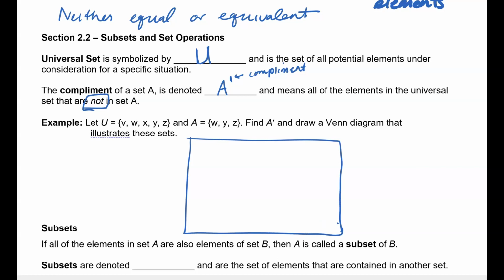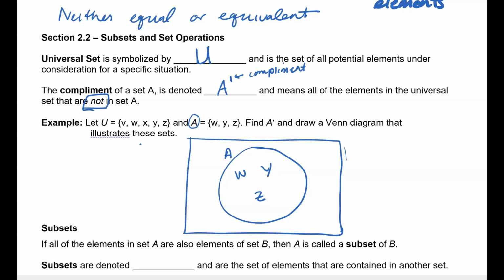We always start with a rectangle, and then we'll draw circles for all the different sets. In this case, we're only going to draw a circle for A. The universal set, the U, is basically all the elements that are in the rectangle. It doesn't necessarily mean that there's going to be a circle with all of those elements in it. So when you see the U, you don't want to draw a circle for the U. You only want to draw a circle for the other sets that are listed in the problem. In this case, we only have A. So if A has W, Y, and Z in it, we want to put those inside the circle.